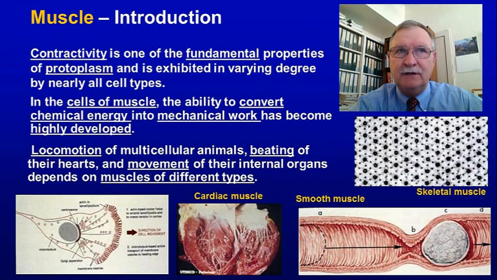In terms of introduction, contractility is a fundamental property of protoplasm, which is living substance, and it may differ in varying degrees. But in certain cells, muscle cells, they have a highly developed ability to convert chemical energy into mechanical work. Locomotion of multicellular animals, beating of the hearts, or movement of internal organs depend upon muscles of different types. And here you can see the cardiac muscle, smooth muscle, and skeletal muscle.